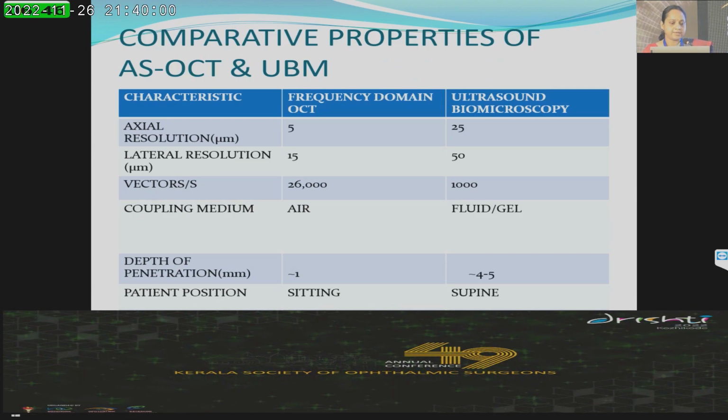With OCT, the axial resolution is 5 microns and lateral resolution is 15 microns, while with UBM, the axial resolution is 25 microns and lateral resolution 50 microns. Coupling medium is needed in case of UBM, and the depth of penetration with OCT is approximately 1 millimeter, while with UBM it is 4 to 5 millimeters.